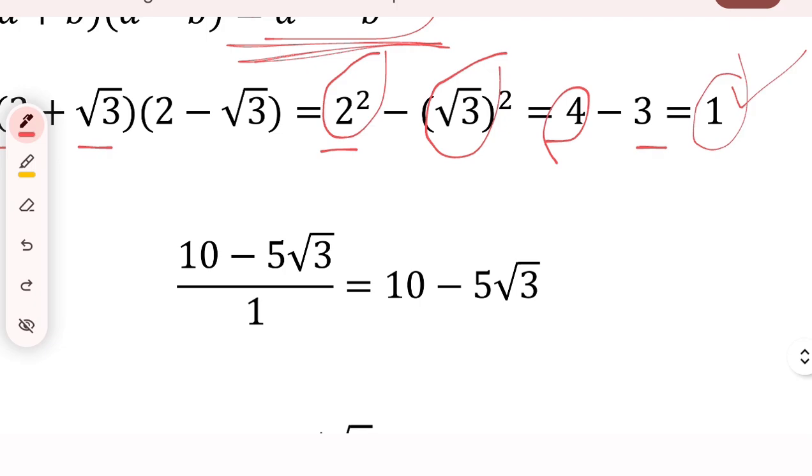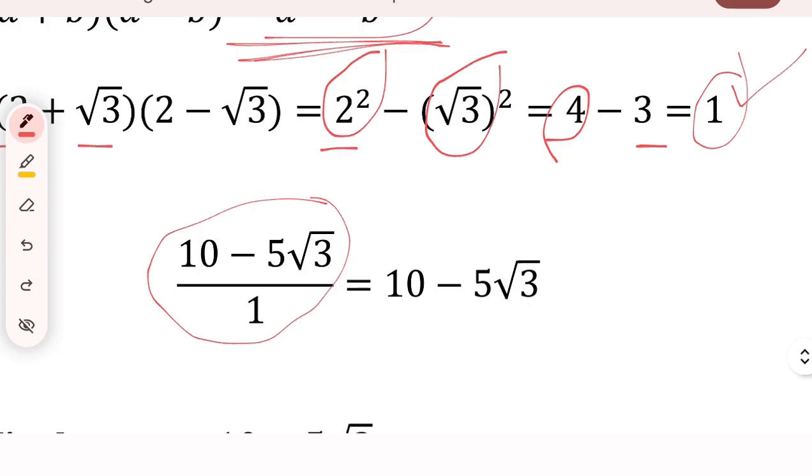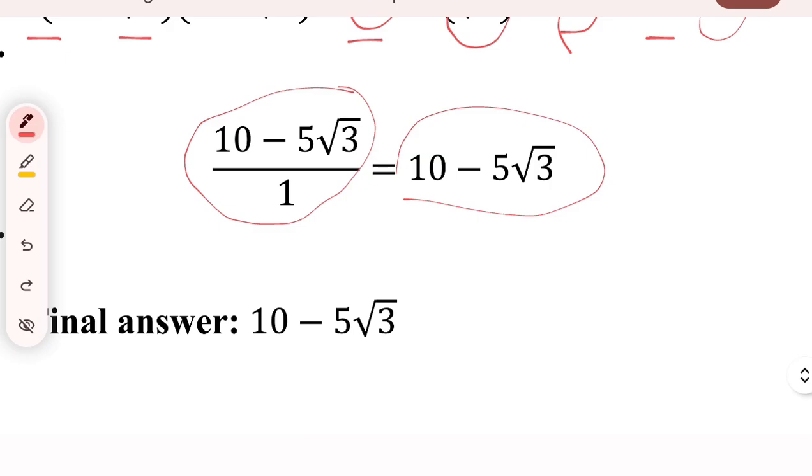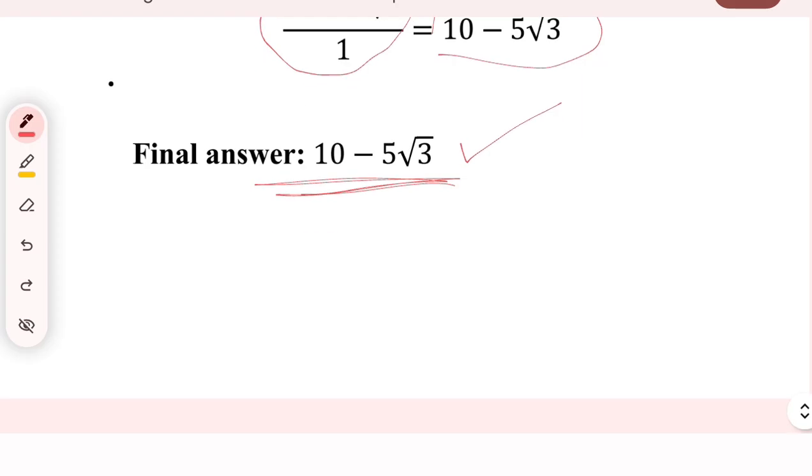And then we combine the numerator and the denominator. We have the numerator divided by the denominator, and the answer is 10 minus 5 times the square root of 3. That would be our final answer, rationalizing the denominator. If you can see in here, it's not a fraction anymore. So we got rid of the radical sign in the denominator of the fraction.